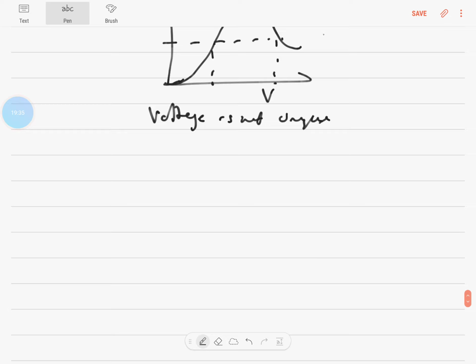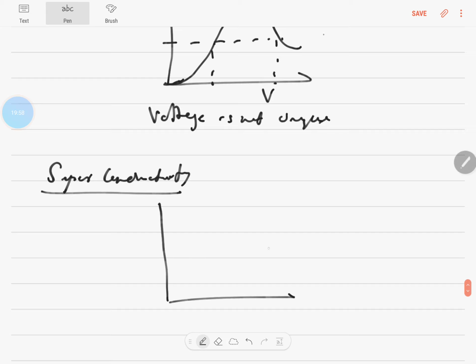Just for you to know, there's one more point. What is superconductivity? It is when a conductor becomes a superconductor, allowing infinite current to pass through. Only certain materials can do this, like certain metals such as mercury. You lower the temperature, and at 4 Kelvin, it behaves like a superconductor.